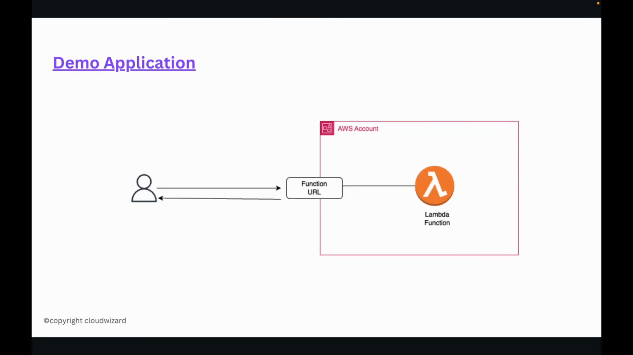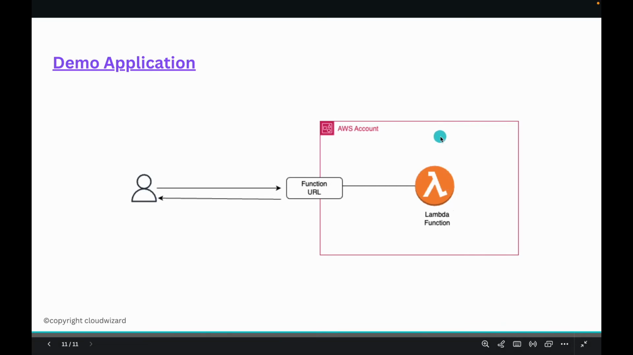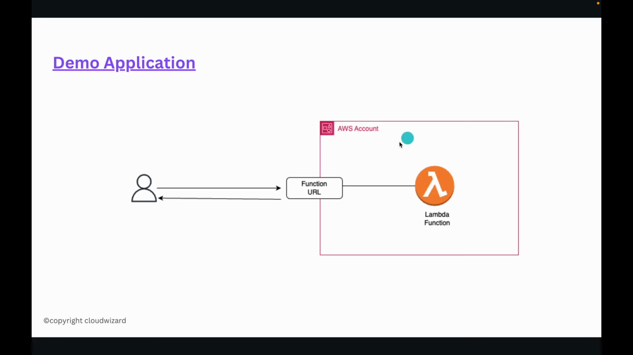Hi, in this module we will be creating a simple demo application using AWS Lambda. So here's an overview of the application. We'll create a Lambda function in our AWS account and expose the application using the Lambda function URL. Then the users will be able to access the application using the URL which is provided to them. So let's head over to the AWS console and start creating this function.